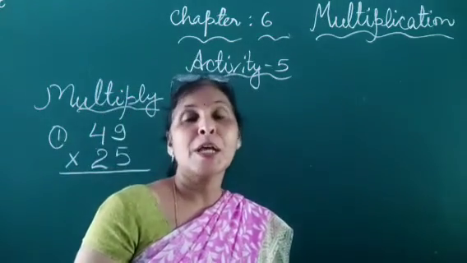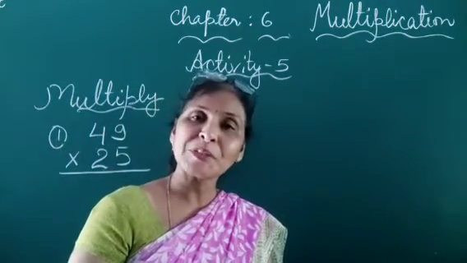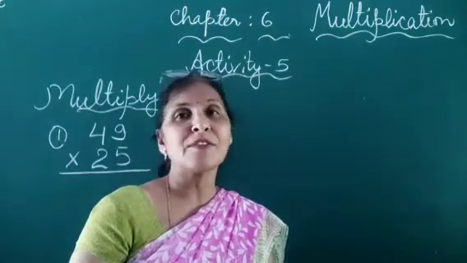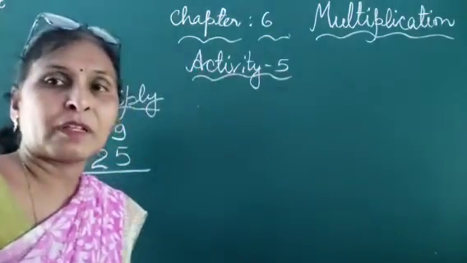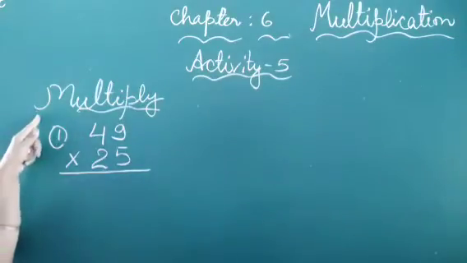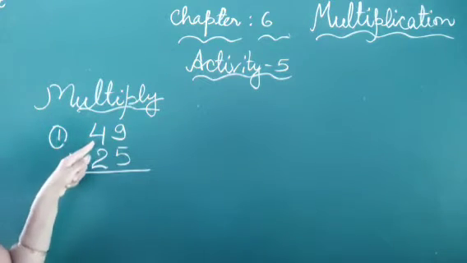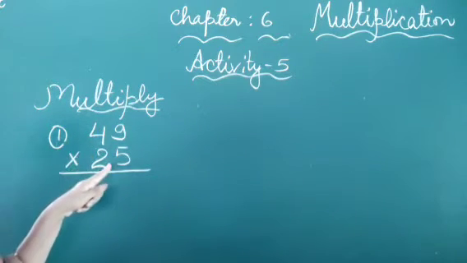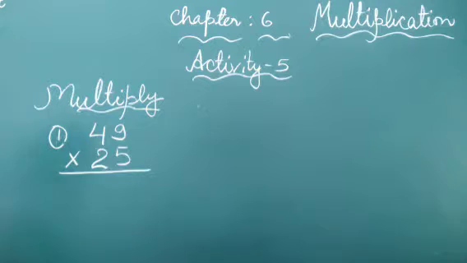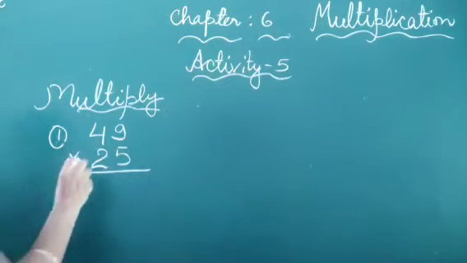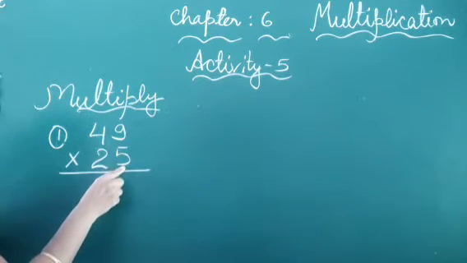Dear students, today I am going to start Activity 5. Multiply. A 2-digit number is multiplied by a 2-digit number. How do we multiply it? First we multiply it by a single digit number.